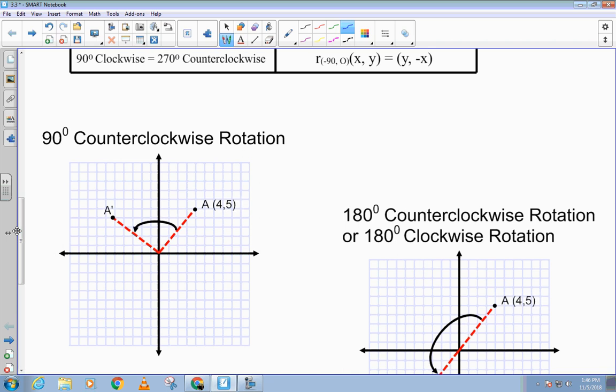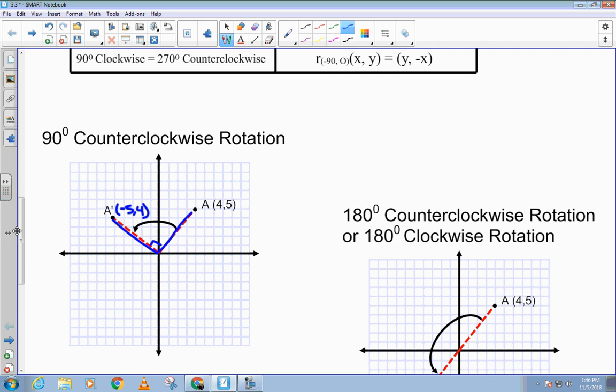Here is A. We want to map it onto A prime. The rule is you change the sign of the y, make it negative, and they switch. So then A prime becomes negative 5, 4. And so that achieves a 90 degrees counterclockwise rotation. Notice that from A to the origin and A prime to the origin, they're equal, and they create a right angle with 90 degrees. So that is what's happening.